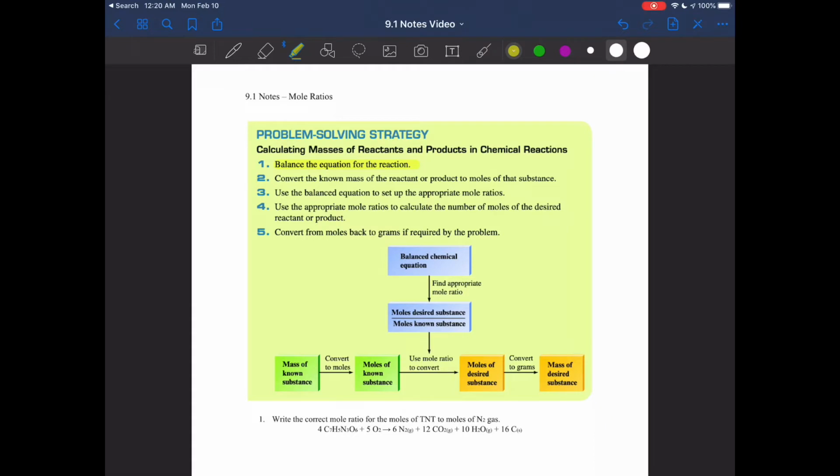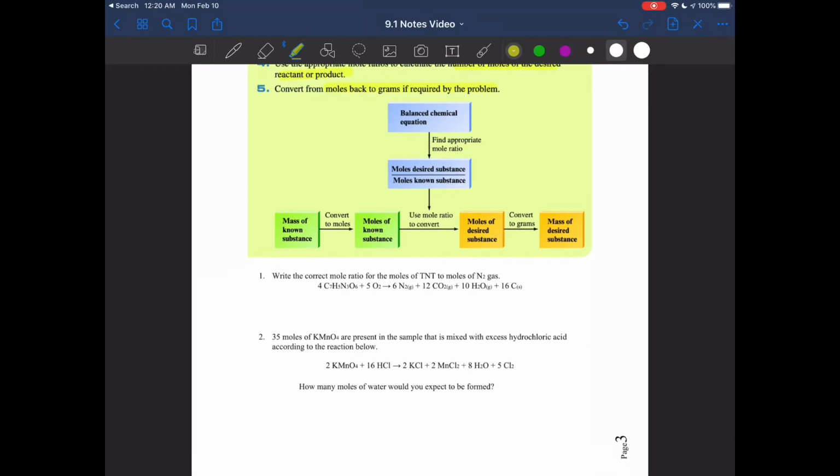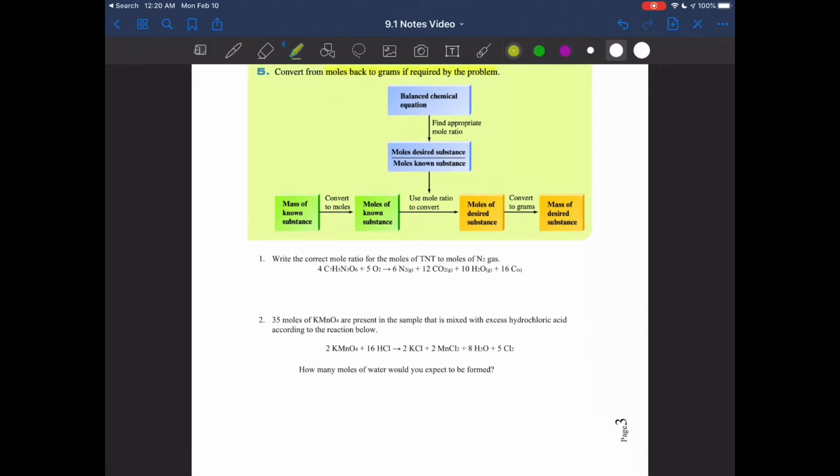Number one, we always want to have a balanced chemical equation, so we're looking for that first. Number two, we want to make sure that whatever we have is converted to moles before we do anything else. Number three, we're going to set up some mole ratios so that we can solve this problem. Number four, we're going to get to the moles of the desired chemical that we want. And five, we'll do a final conversion if we need to.